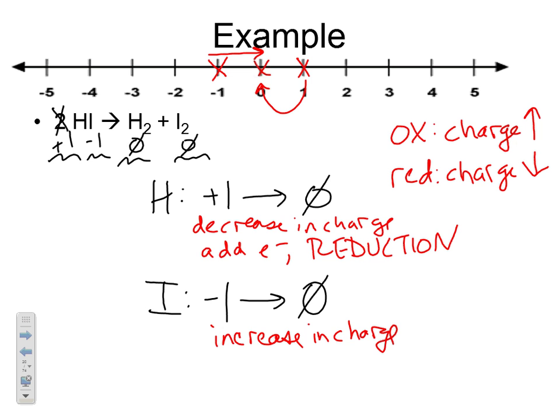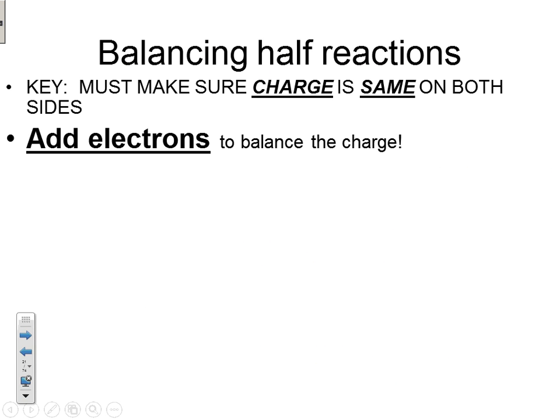And the iodine went from a -1 to a charge of 0. The only way that happens is if the iodine lost the negative electrons. So this had to have been oxidation, right? It loses a negative, it became more positive. Now, balancing half reactions. So that's the first bit. And now we're going to talk about how when you have a half reaction, how do you make sure it's balanced? Now, the key to making sure that you have this right is to basically be following the law of conservation of charge. Make sure the charge is the same on both sides of the arrow.